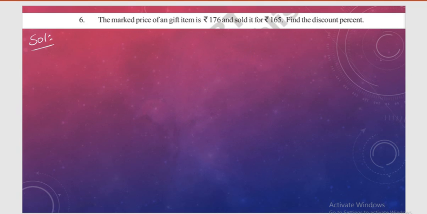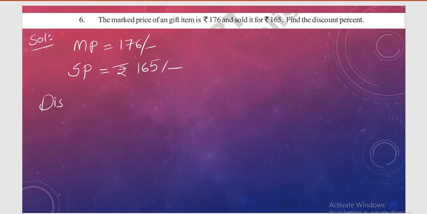So the market price of the gift is, so market price I am writing MP. Okay, so for convenience, I am writing market price as MP. Next what he has given, and sold it for 165 rupees. So sold it means nothing but it is my selling price. So selling price is how much? 165 rupees, right?